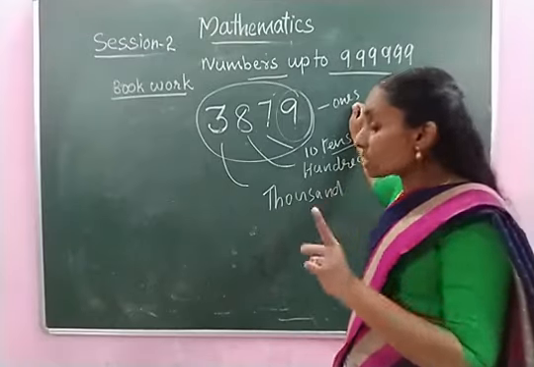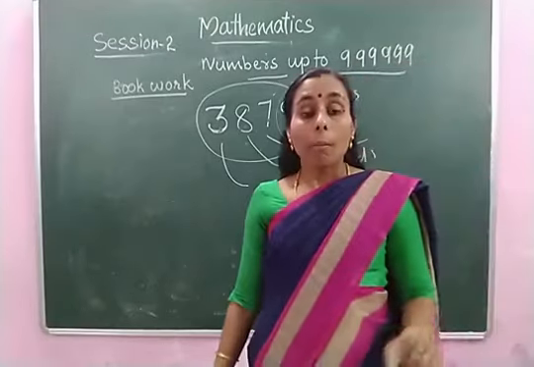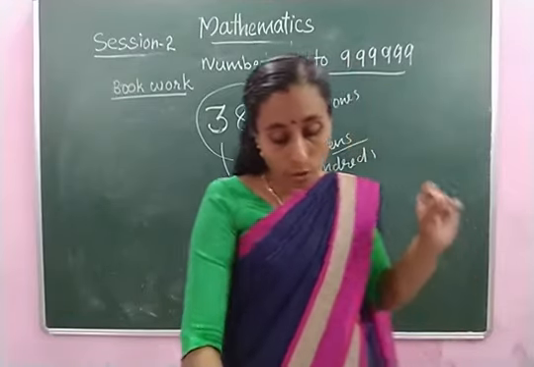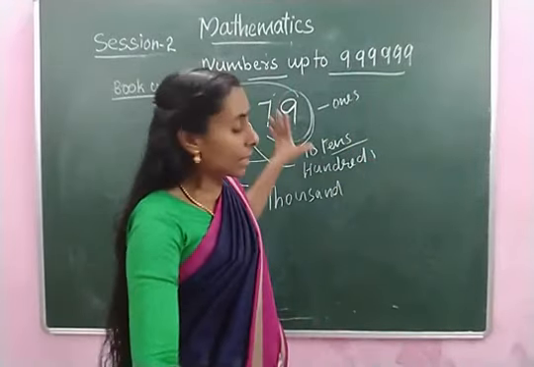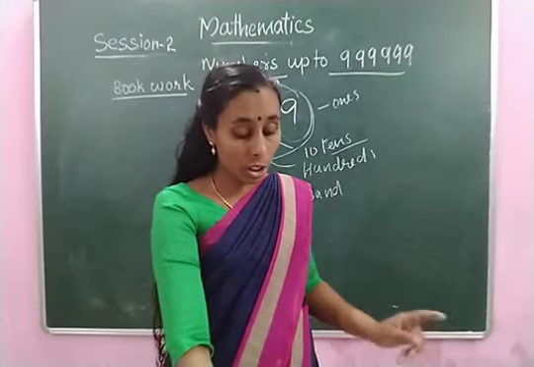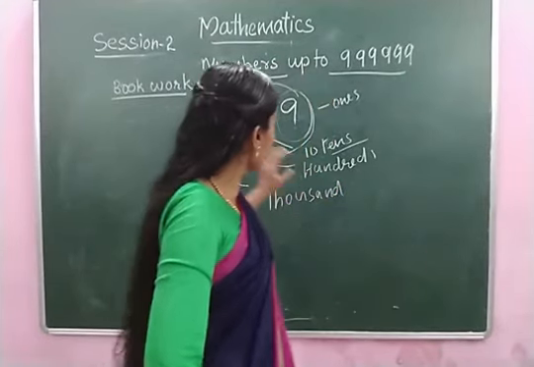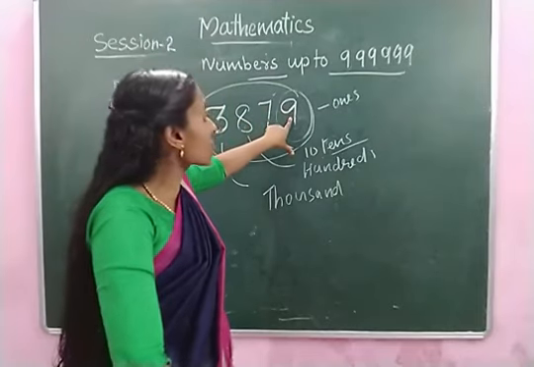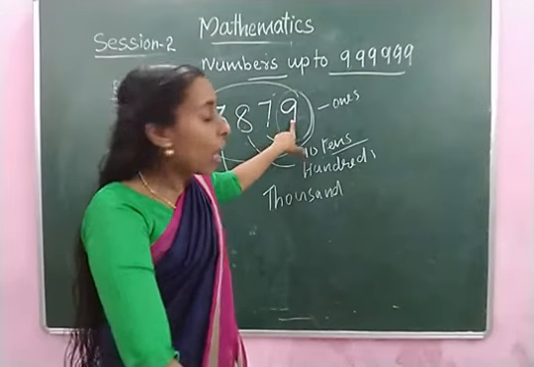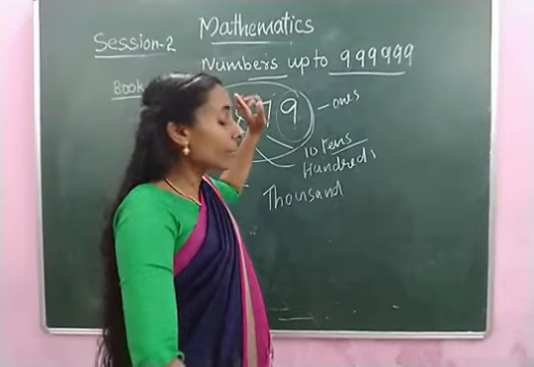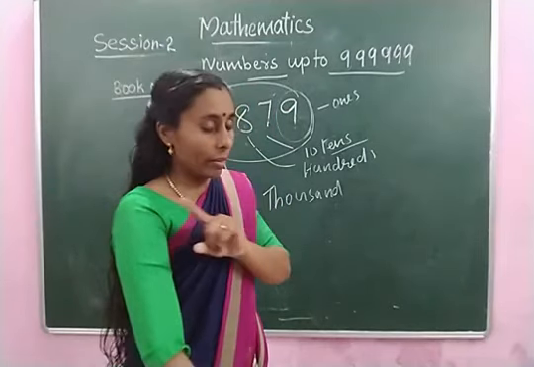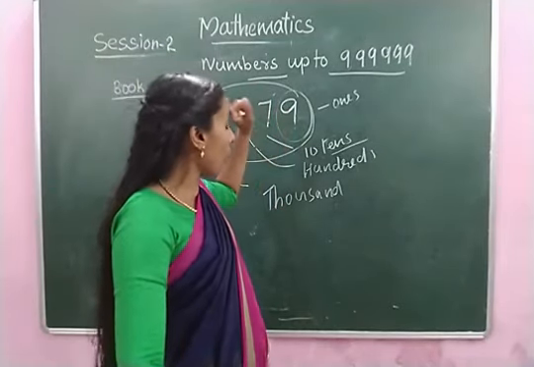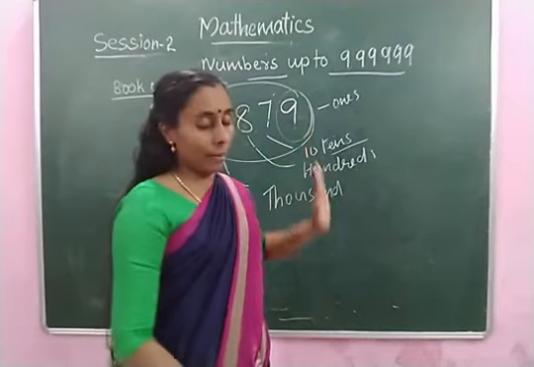Next one, place value. Place value is the position of a digit in a number. Suppose this 9 is in ones place. How many 9s are there? How many ones are there? 9 ones. So the place value of 9 is 9.